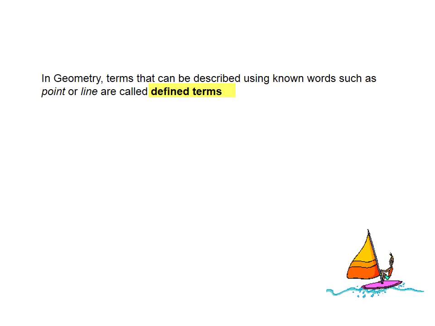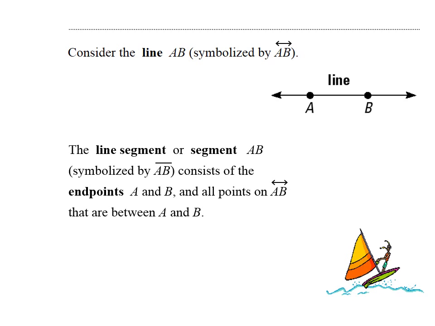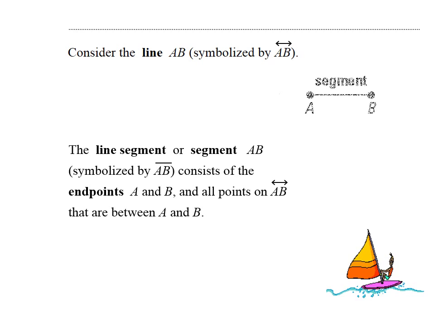Now in geometry, terms that can be described using known words such as point or line are called defined terms. So consider the line AB. The line segment or a segment is a defined term. It's symbolized by just a line segment symbol with no arrows. It consists of all the endpoints, A and B, and all the points between A and B. So your endpoints are A and B to create line segment AB.